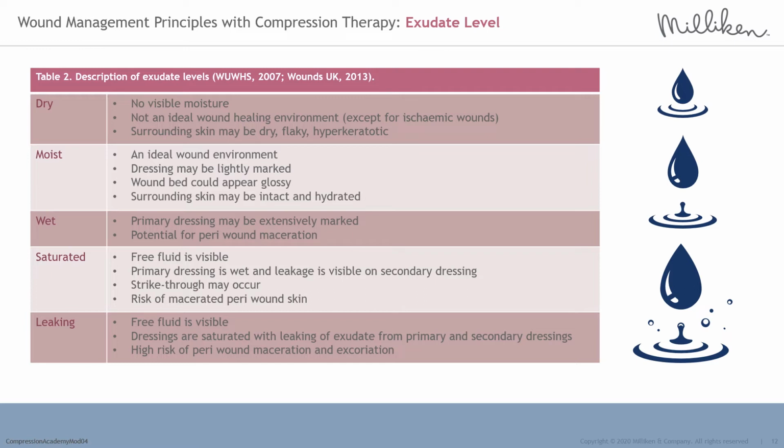Wet. Primary dressing may be extensively marked. There's a potential for the start of peri-wound maceration. Saturated. Free fluid is visible. Primary dressing is now wet and leakage is visible on the secondary dressing. Strike through may occur. Risk of macerated peri-wound skin at this stage.